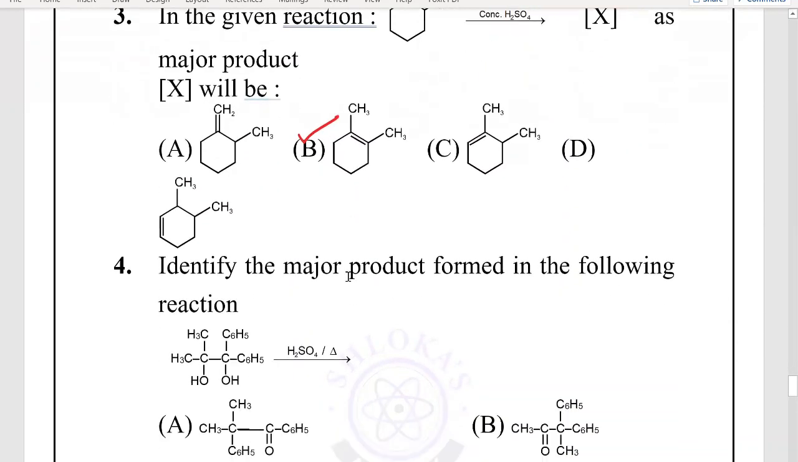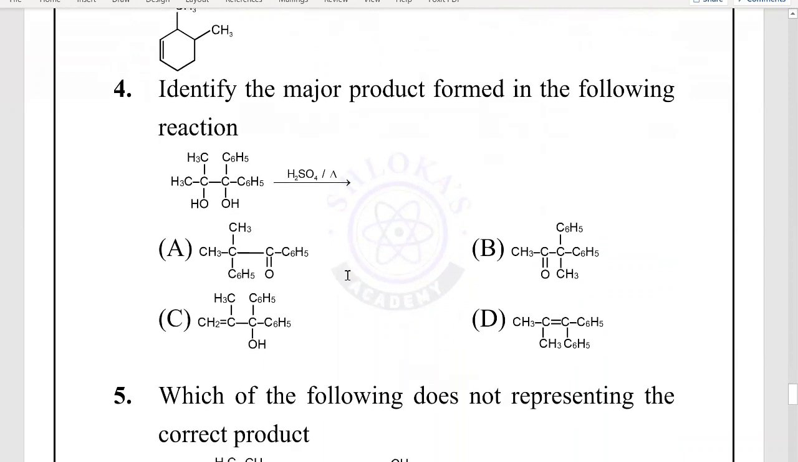Next, identify the major product in the following reaction. Right. So actually the reaction name is called the pinacol pinacolone rearrangement. Why it is the pinacol pinacolone rearrangement, we can discuss in the next class. So until then, just try to write the mechanism of this reaction, right? If you don't get it, in the next video, I will explain this complete mechanism. Pinacol pinacolone rearrangement is very important from an advanced point of view.